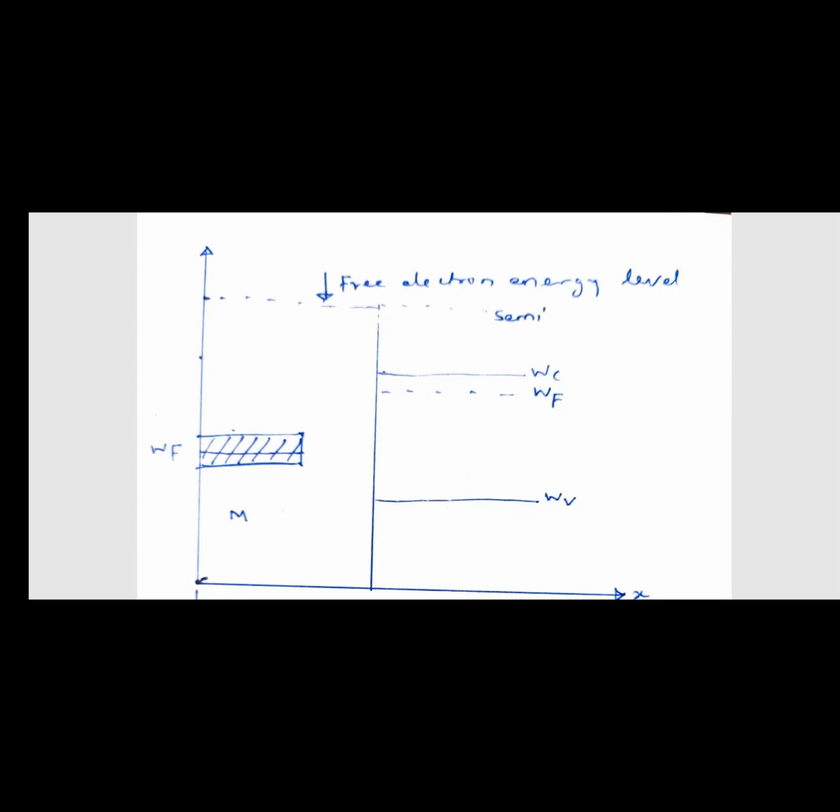Now you can see that on the left hand side, which is metal, there is electron, and on the right hand side, once again you are having semiconductor material, but electrons are once again the carriers. So you are having only majority carriers. There is nothing like minority carriers.